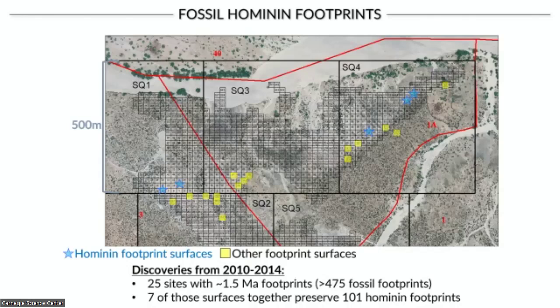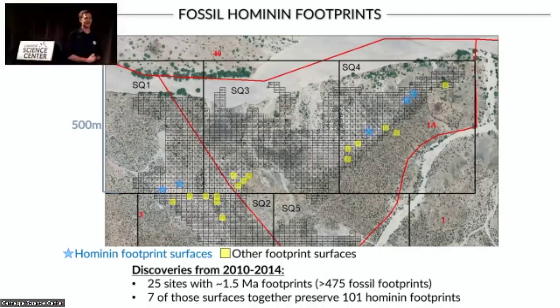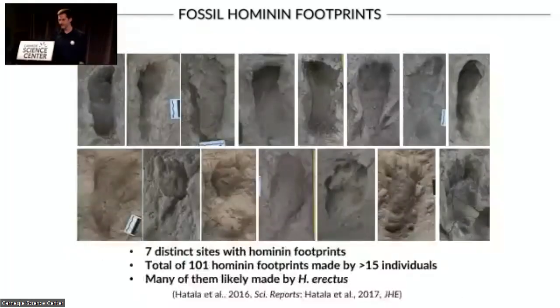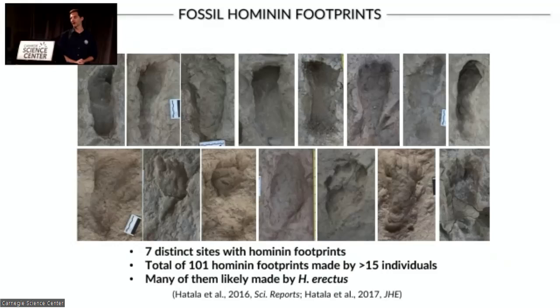Now, those numbers might not seem very large to those of you who don't work in this field, but for those of us who work with fossils, this is like an order of magnitude larger than what we're typically dealing with in one of our samples. So we estimate that those 101 footprints made across these 7 distinct sites were made by more than 15 hominin individuals who inhabited this area around 1.5 million years ago.